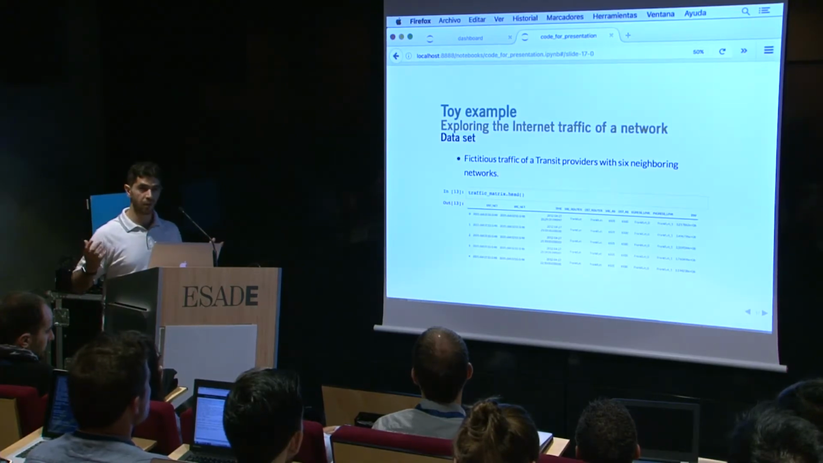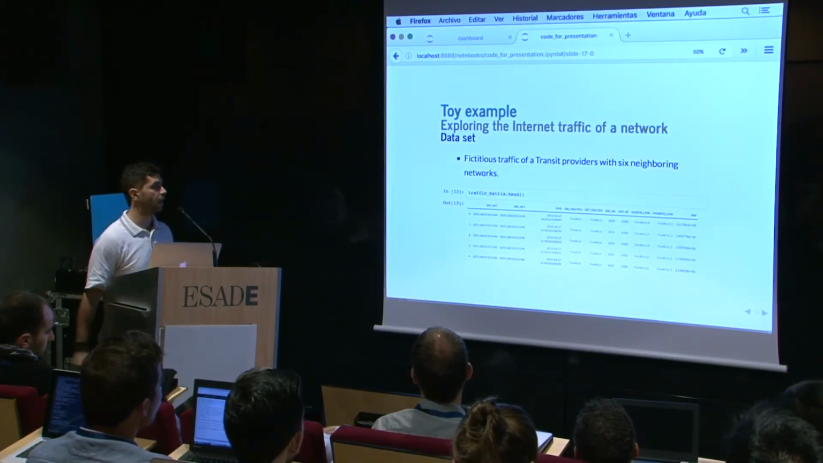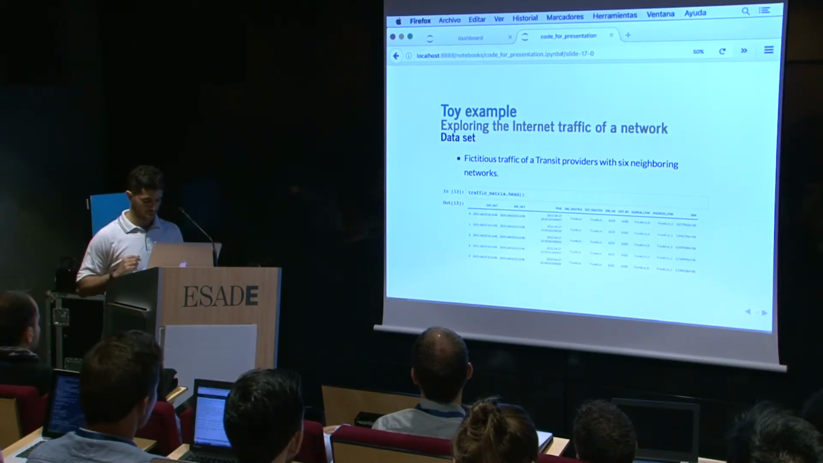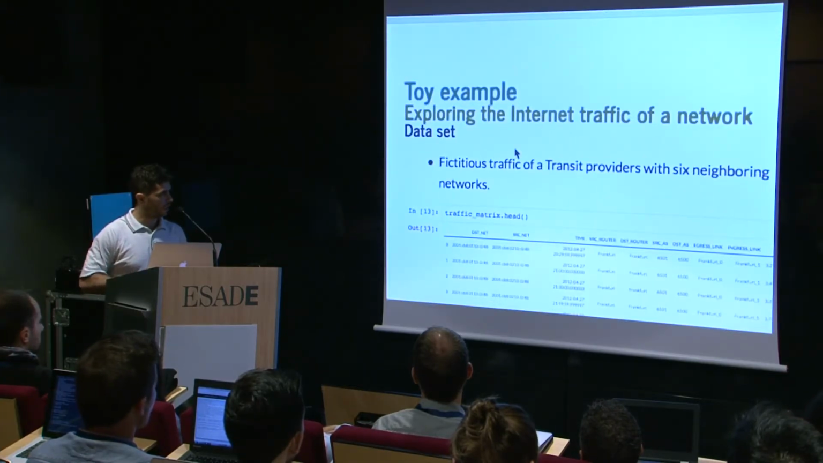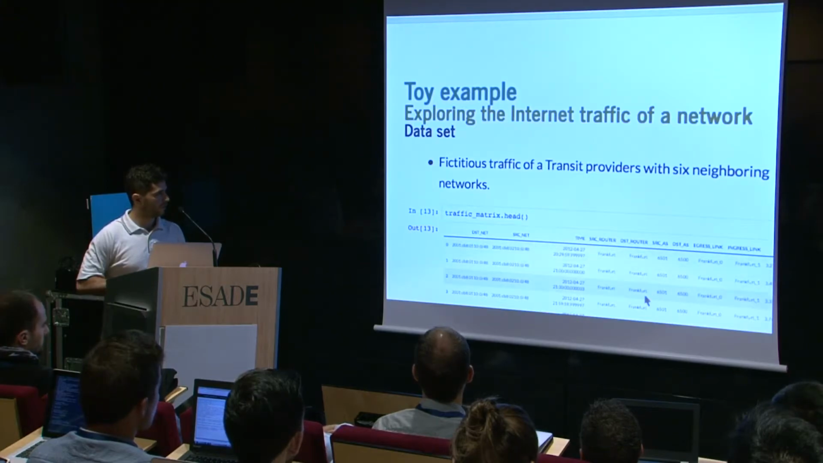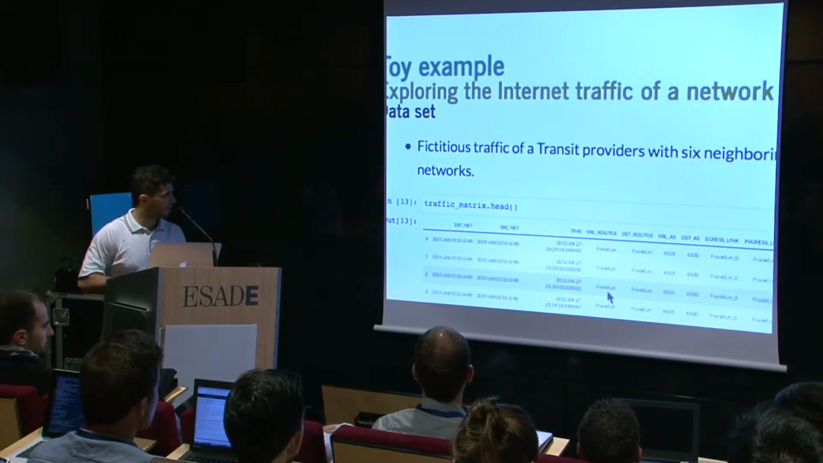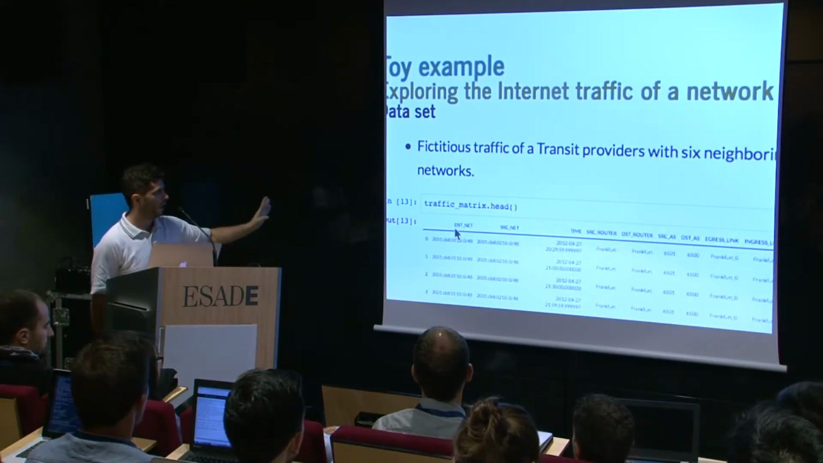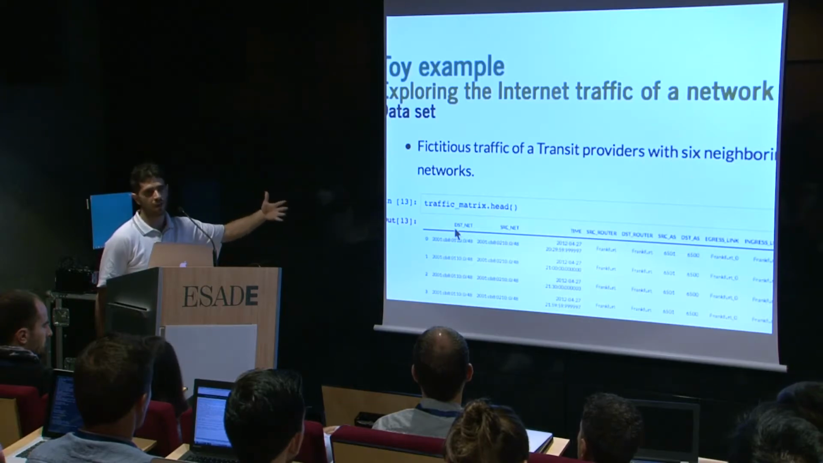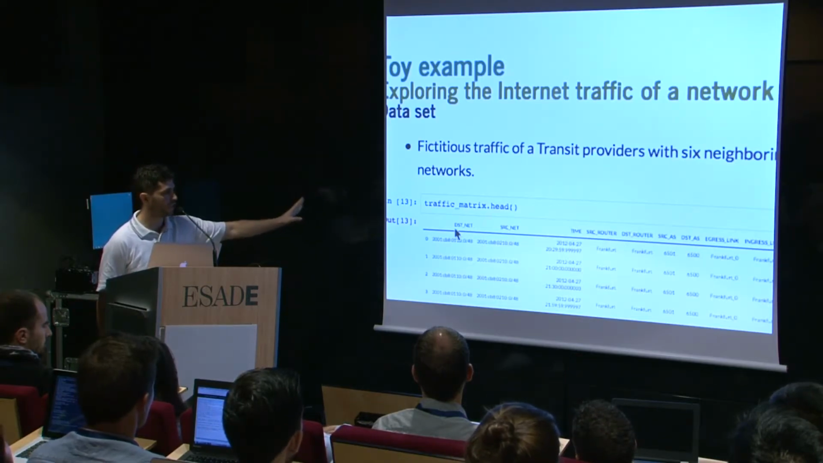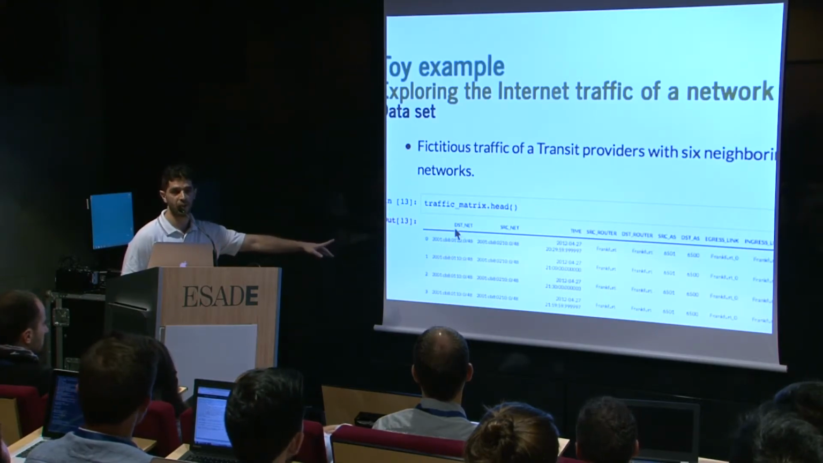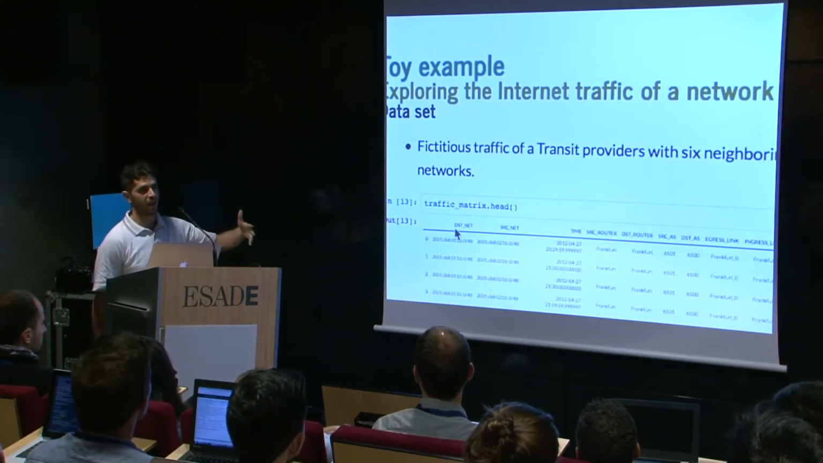So what we have is a fictitious data set, an educated fictitious data set that I built for a fake transit provider that is connected to 6 different networks. Let's hope this works. Well, it's not that pretty, but it more or less works. So what we have is a big data frame. For every row, we have a destination and a source net. I hope you can see it. That's an IP version 6 address. I hope you recognize them.